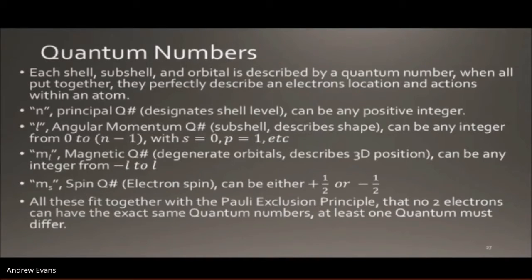And then finally, the one we didn't really cover much was the spin quantum number, which dealt with whether the electron was spin up or spin down. We could designate that with positive a half or negative a half. But all these fit together with the Pauli exclusion principle that no 2 electrons can have the same set of numbers. Okay. So that's not the end of the world if we don't memorize that. That's fine.